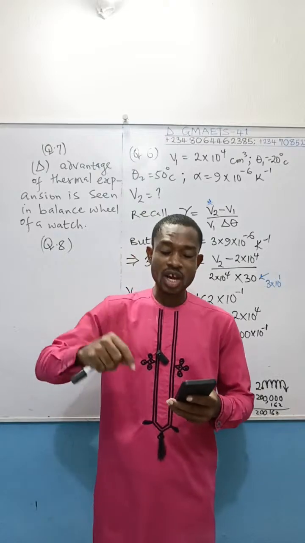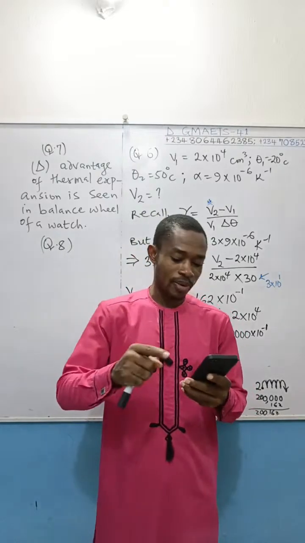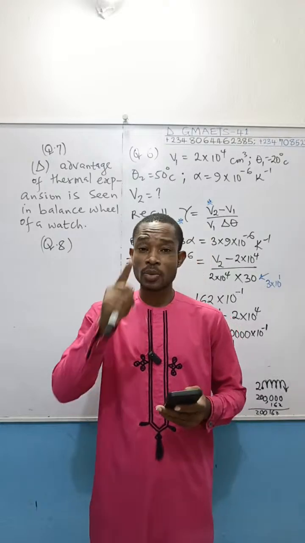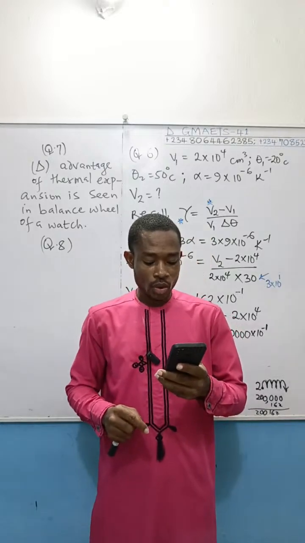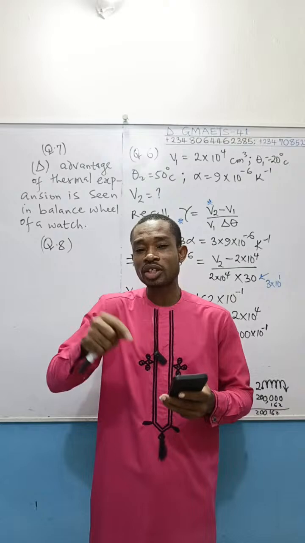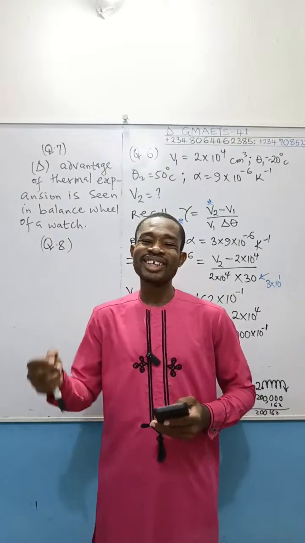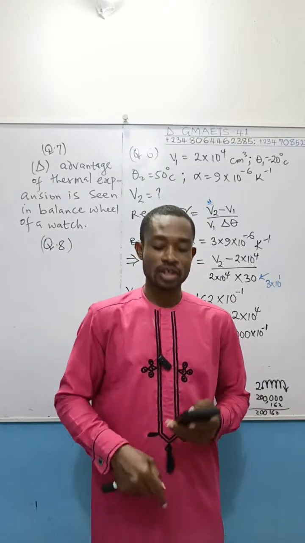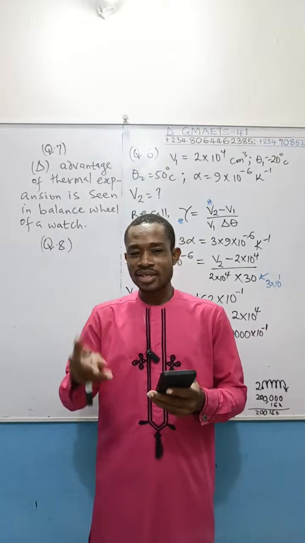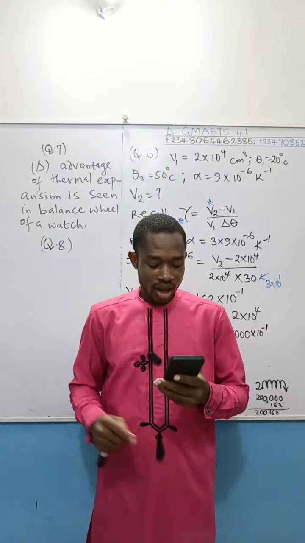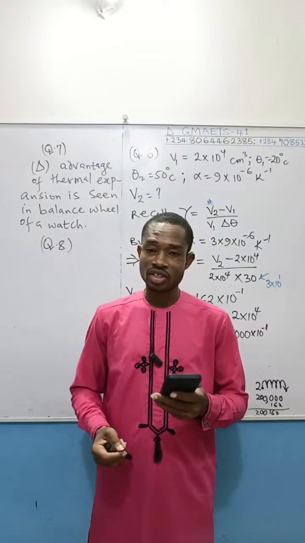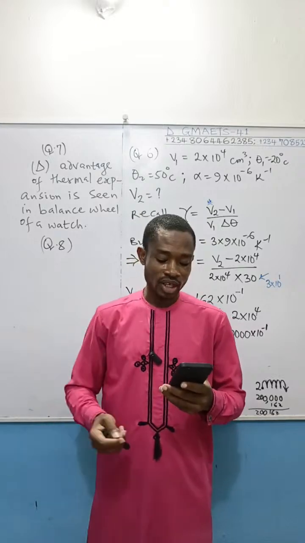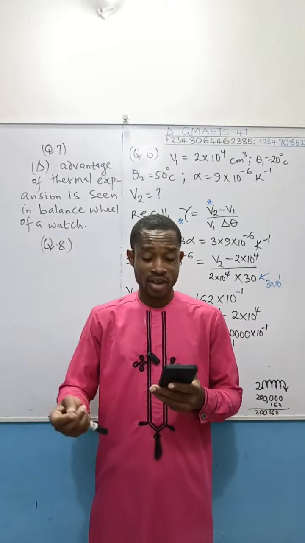So that compensated wheel of a watch is an application of bimetallic strip, which is option A. Option C, which is temperature control in an electric iron, also is an application of bimetallic strip. It means that B and C fall under option A. Option D is a disadvantage, a consequence. Sagging of telegraph wire is a consequence, a disadvantage of expansion.